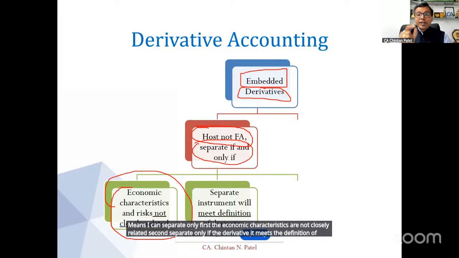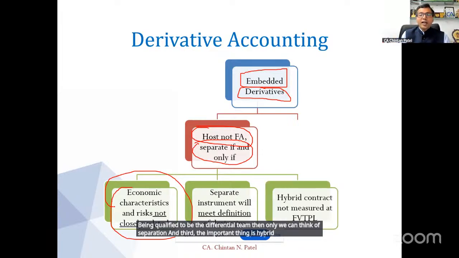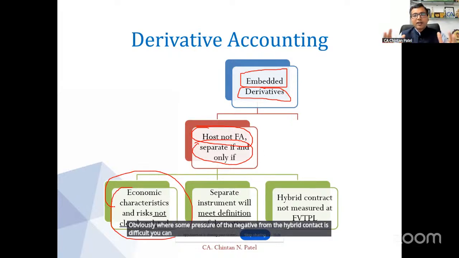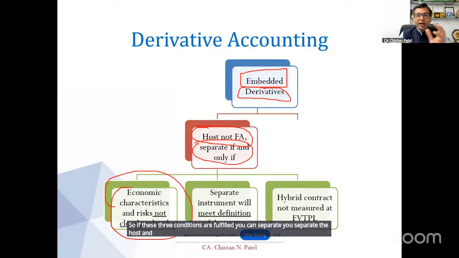So for example, gold, the example which I provided you, the price of gold. If the value is derived from the price of gold, and that is separately also qualified to meet the definition of a derivative, then only can we think of separation. And the third very important thing is that the hybrid contract as a whole is not measured at FVTPL. Obviously, where separation of the derivative from the hybrid contract is difficult, you can measure the whole contract at FVTPL. So if these three conditions are fulfilled, you can separate the host and derivative contract from the hybrid contract.